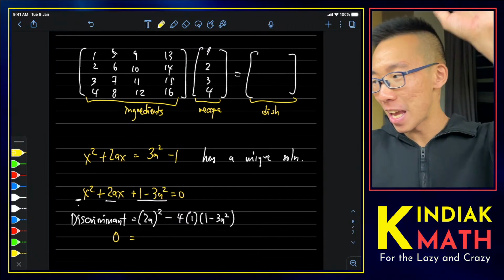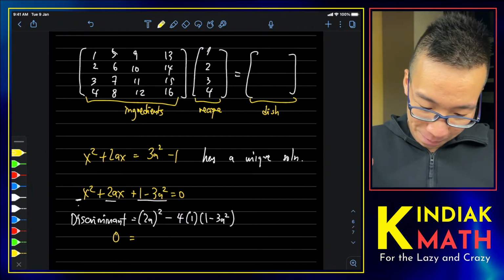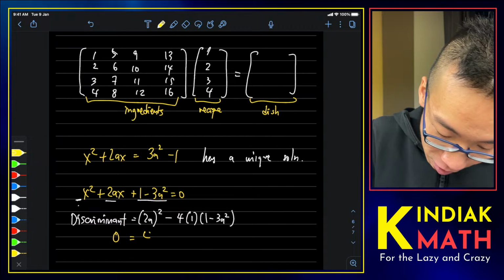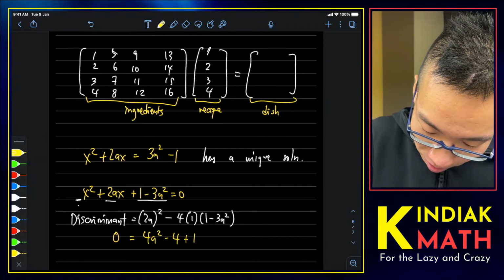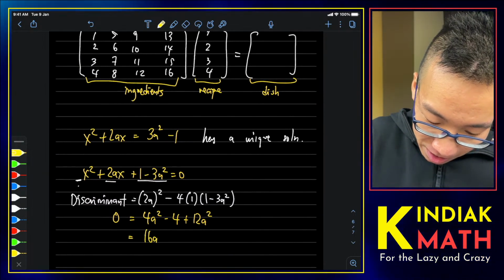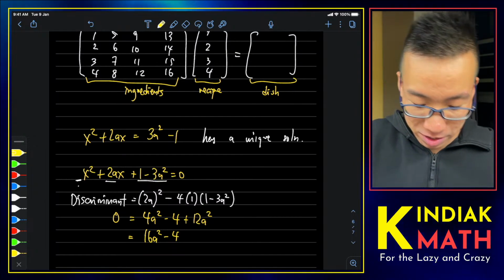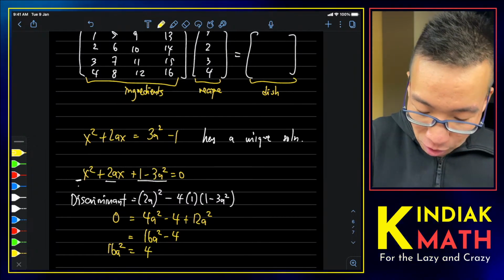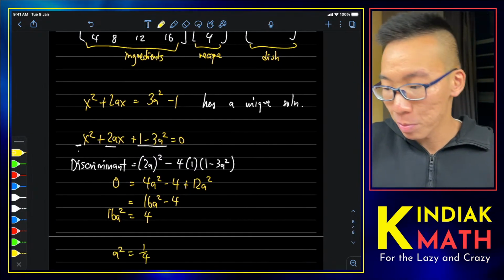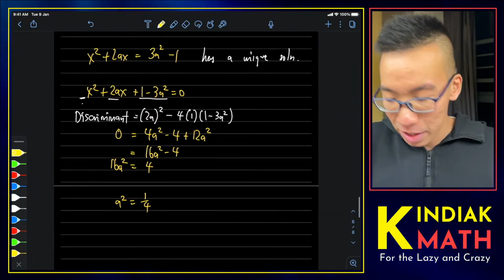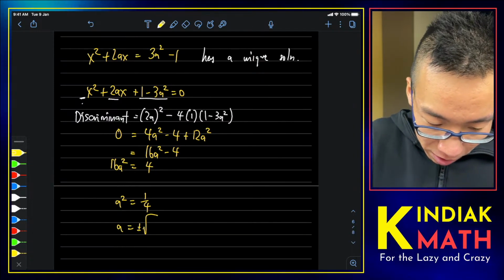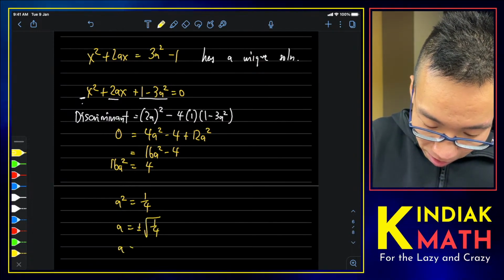Okay, so I believe the advertisement is hopefully settled. We're going to solve this particular equation, so we're going to get 4a squared minus 4 plus 12a squared. This simplifies to 16a squared minus 4, which simplifies to 16a squared equals 4. This simplifies to a squared equals a quarter. And from that, we can take square roots to get a being plus or minus the square root of a quarter. And a is plus or minus half.